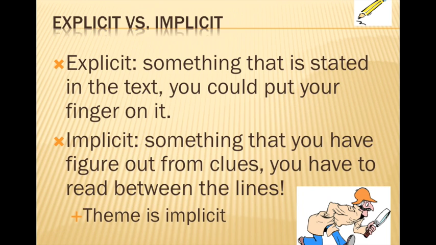All right, another thing to be looking for when we're looking at word meaning: explicit and implicit. Explicit is when something is stated in the text and you can literally put your finger on it. The definition is the same as what the word is meaning, and it's an explicit statement. Implicit is something that you have to figure out from clues. You have to read between the lines and figure out what the author is telling you without really telling you. Theme is often, or almost always, implicit. You have to interpret and read between the lines and think about what the author wants you to get from the story. So, explicit versus implicit.